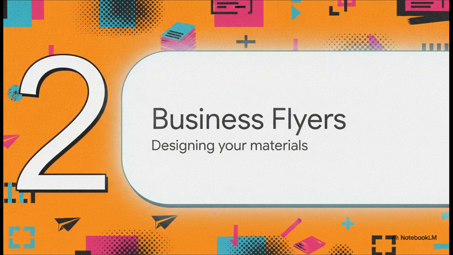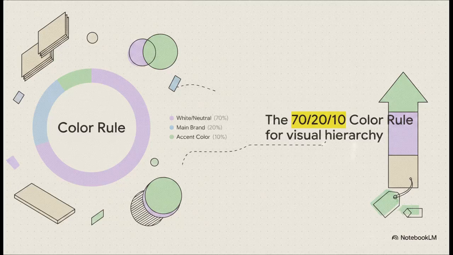Moving on to part 2, designing professional business flyers. It's time to actually put that brand identity to work. So, to avoid those chaotic, messy designs, you absolutely have to master the 70-20-10 rule. Color is super powerful, but too much of it is just overwhelming. To keep things clean, aim for 70% of your flyer to be white or a neutral color. You need that white space.